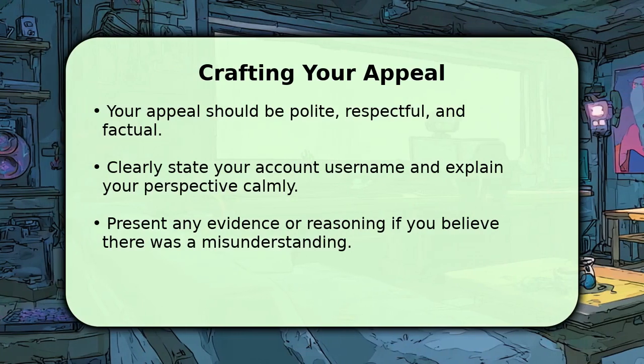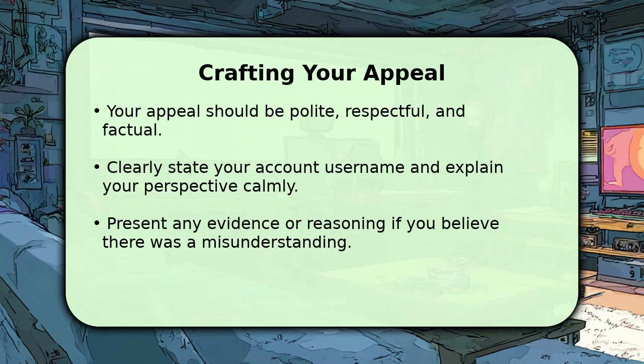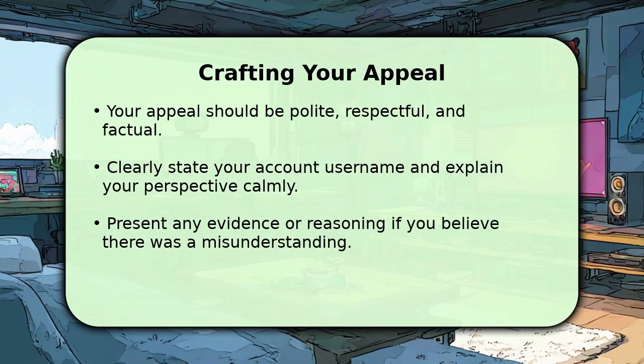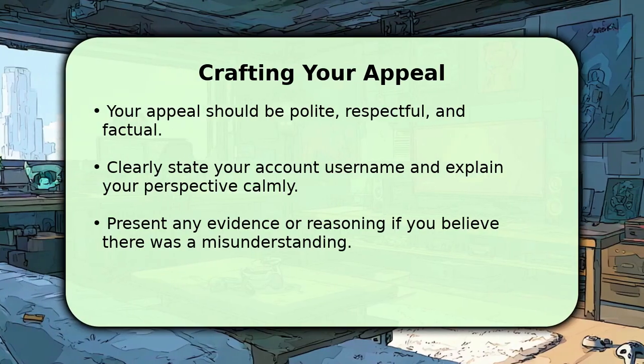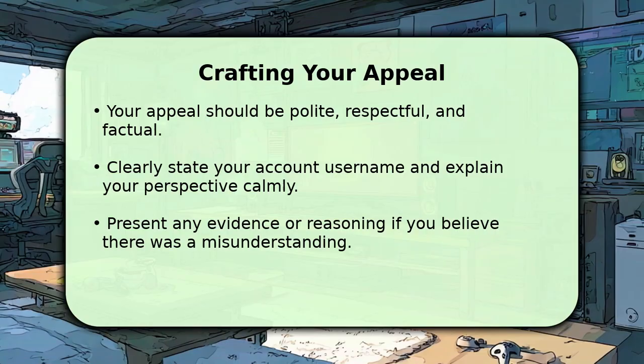When writing your appeal, be polite, respectful, and factual, even if you disagree with the termination. Clearly state your account username and explain what happened from your perspective. If you believe there was a misunderstanding, calmly present your evidence or reasoning.